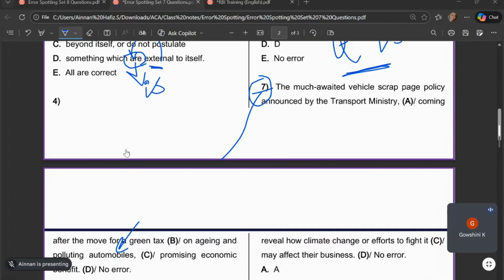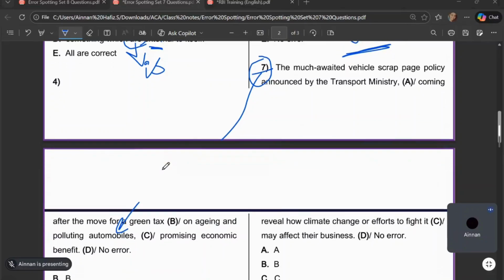I think it's no error, ma'am. No error. Okay. Seventh one.